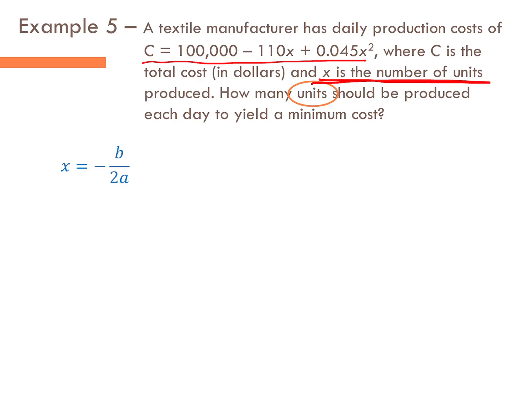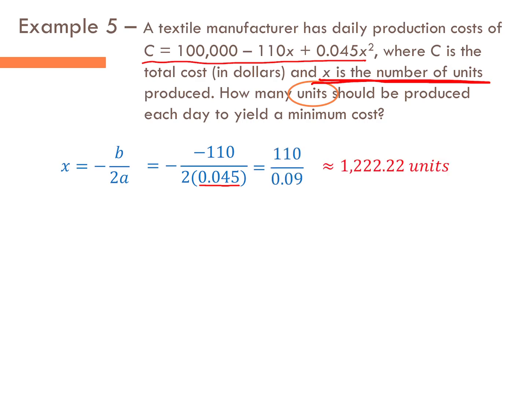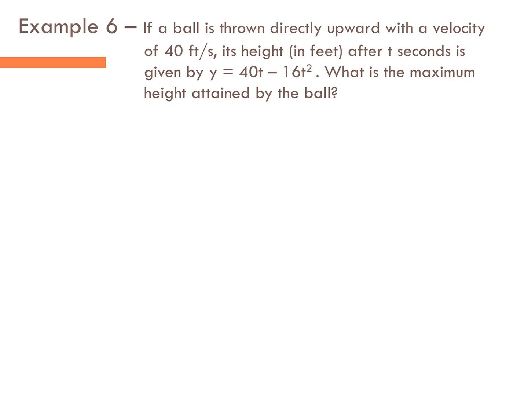So all I need to do is solve x equals negative b over 2a to get my answer. So I have a negative, my b is negative 110, 2, my a is 0.045. Plug it into our calculator, and you would get 1,222.22 units. This is our answer because that's what it was asking for, units. Sometimes they might ask you for the y, so here's an example.